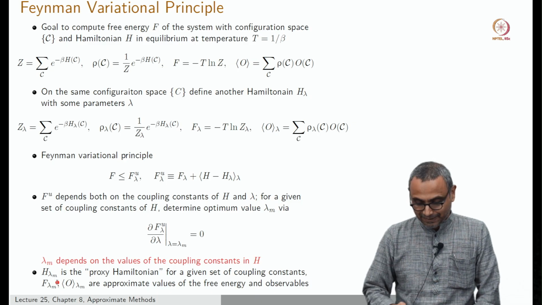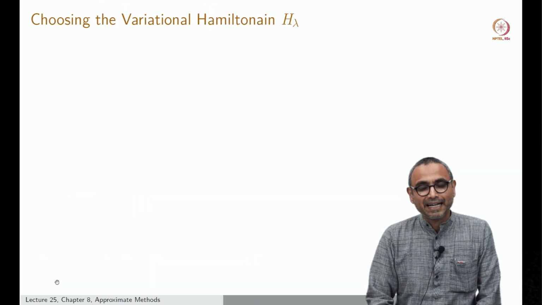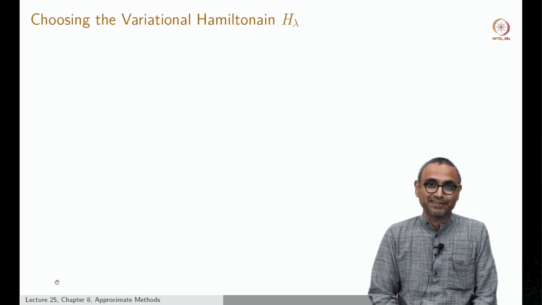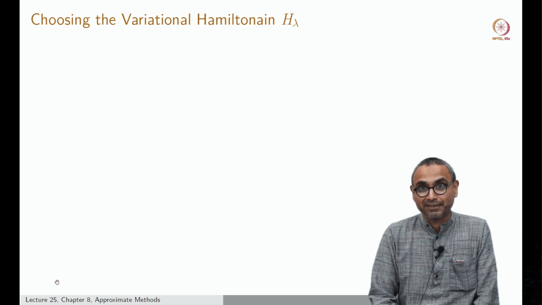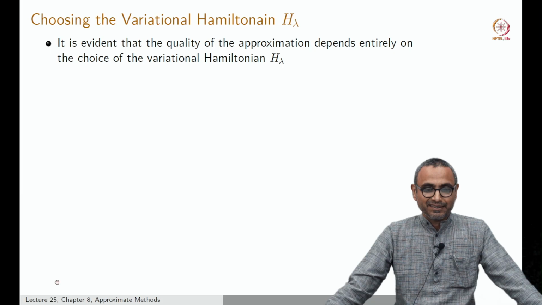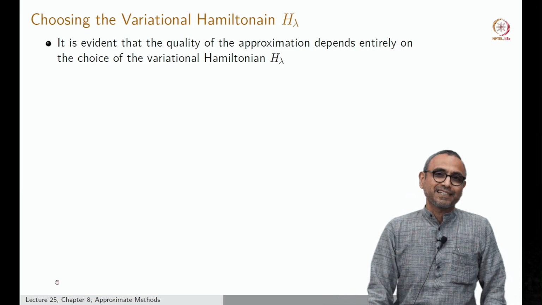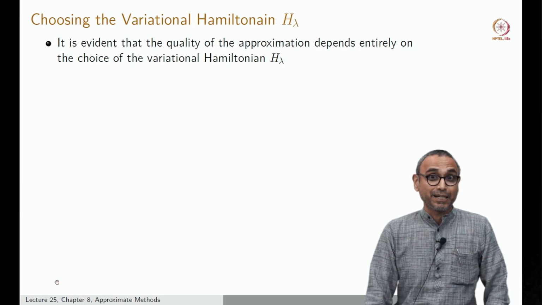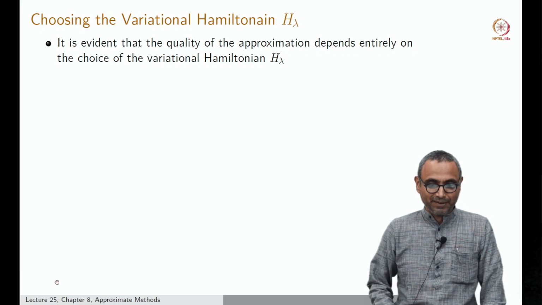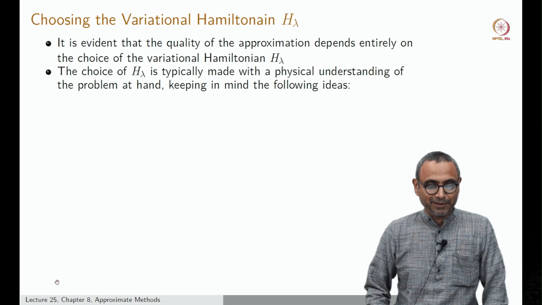So this is what we had seen in the last lecture, and you will realize immediately that the question is, how do you choose this variational Hamiltonian or this proxy Hamiltonian H lambda? So let's first discuss this in general. It's just common sense to say that your approximation will be only as good as what H lambda you choose. That's just an obvious statement. So the quality of your approximation will depend on the choice of H lambda.